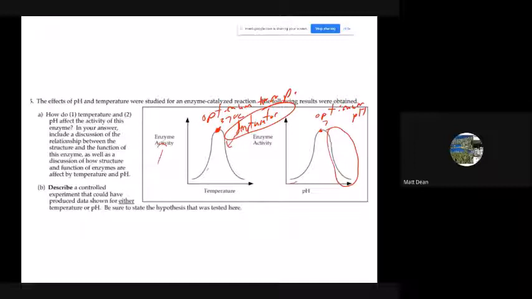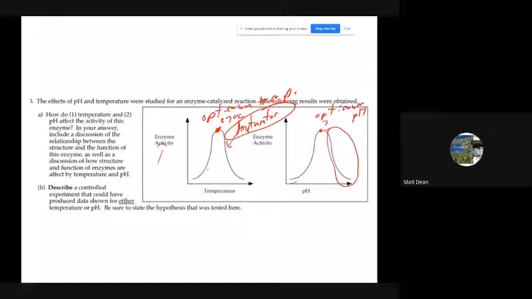increasing temperature up to an optimum temperature, which is usually around 37 in humans, increases enzyme activity. And that's because increasing temperature increases molecular motion and increases the odds that the substrates and the enzymes are going to collide and react. If temperatures are increased past that optimum temperature of 37, the hydrogen bonds that hold together the structure of the enzyme start to break. The enzyme changes shape, it denatures, and therefore the enzyme activity or the rate of the reactions decreases. So that's kind of how I would answer A.